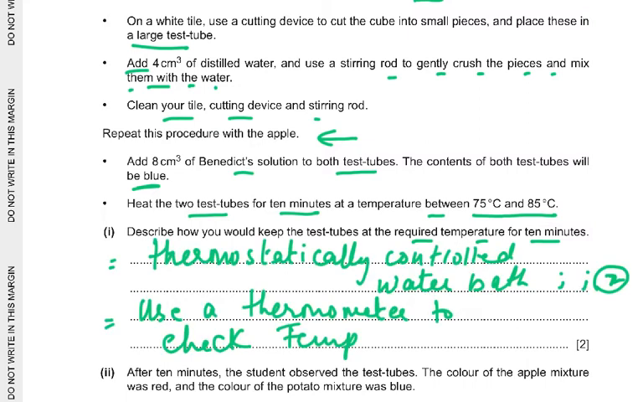So if you said a thermostatically controlled water bath, then you got 2 marks for that. But if you just said water bath, then you would only get 1 mark for that. And then you could have said a thermometer to check the temperature. The word thermometer is underlined, so that means you couldn't have used anything else. If you said use an apparatus to check temperature, no. We said use a thermometer to check temperature, or use a thermostat to control temperature.